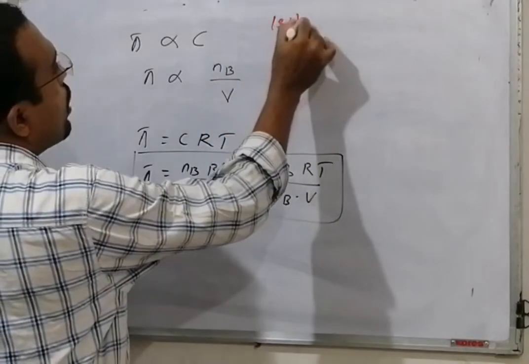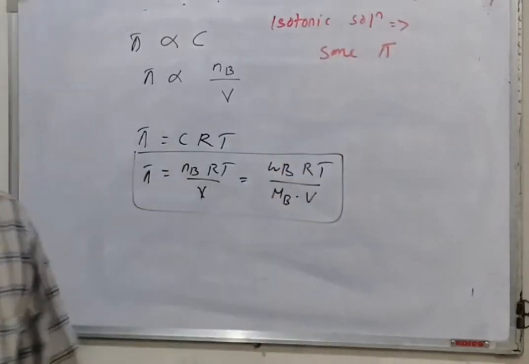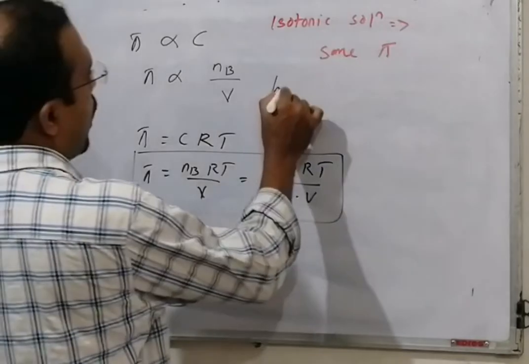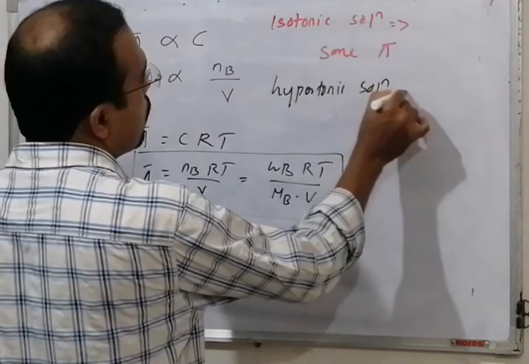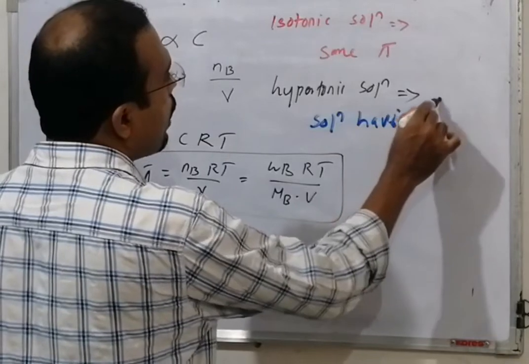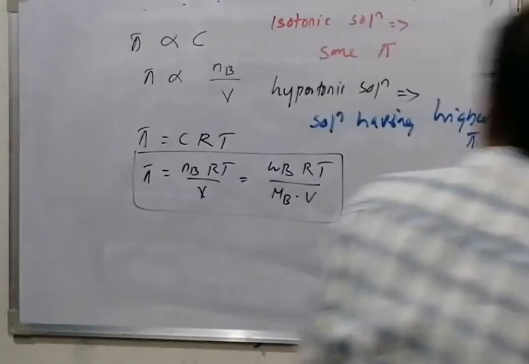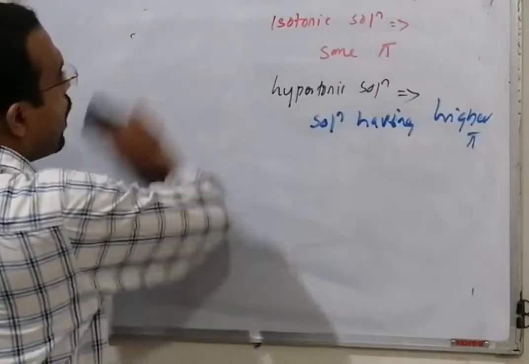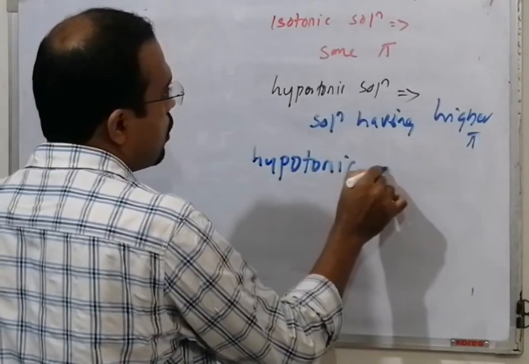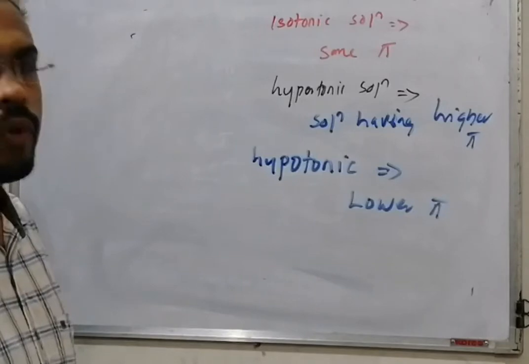Now, what is an isotonic solution? Isotonic solution: solutions having the same osmotic pressure. Hypertonic solution, what is that? It is nothing but a solution having higher osmotic pressure. Then another one, hypotonic, that is lower osmotic pressure. Therefore: same osmotic pressure, higher osmotic pressure, and lower osmotic pressure.